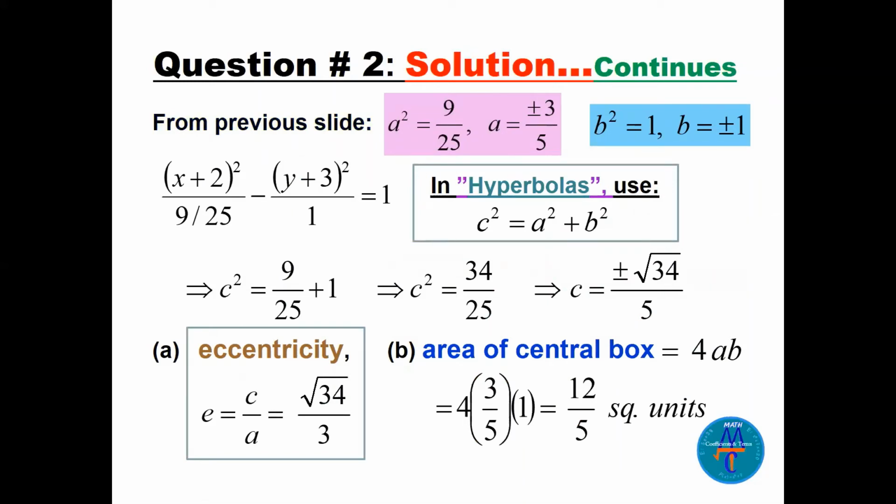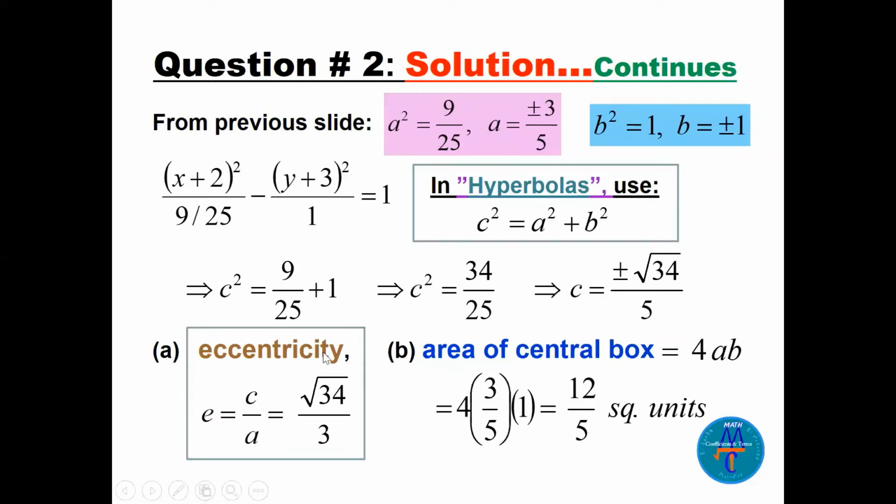After completing the square, we start answering the question. So a squared is 9 over 25. b squared is 1. In a hyperbola, we have the formula c squared is equal to a squared plus b squared. To find c squared, we have 9 over 25 plus 1, which is b squared. Make the LCD here. So c squared will be 34 over 25. Take the square root, c is plus or minus square root of 34, we cannot simplify it, over 5.